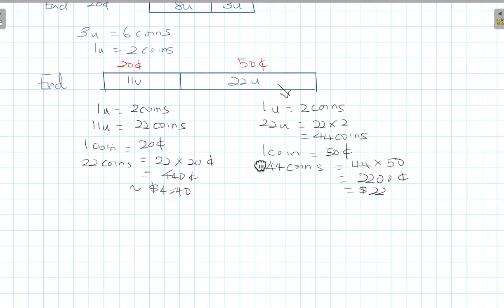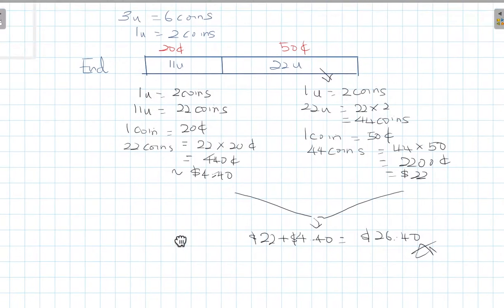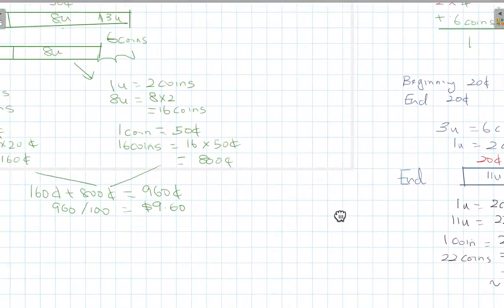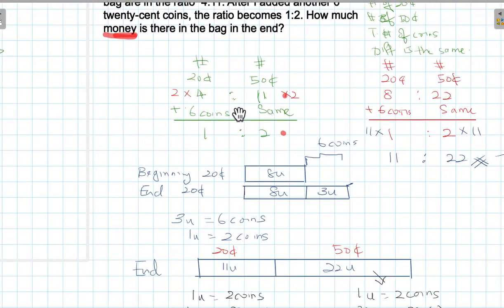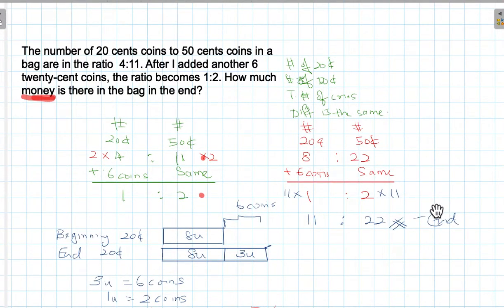So the total money in the bag will be $22 add $4.40 equals $26.40. Okay, so notice a little bit of change, the answer is different. Can you see that? It makes sense, right? Because over here I take away 50 cent coins, but then over here I add 20 cent coins. Okay, then we go to the third question.